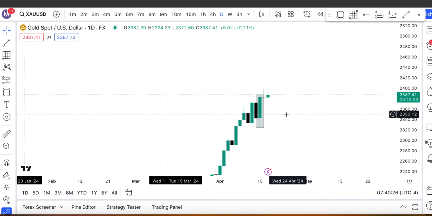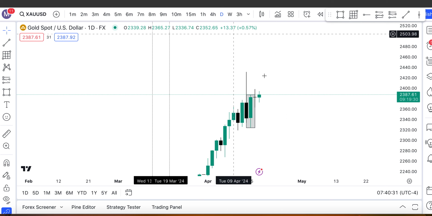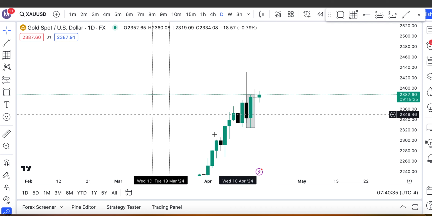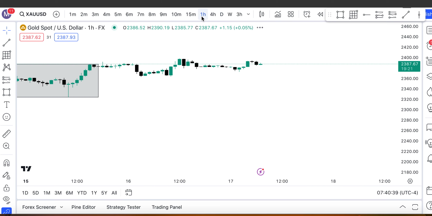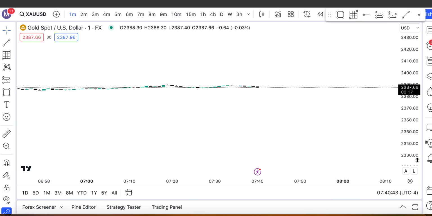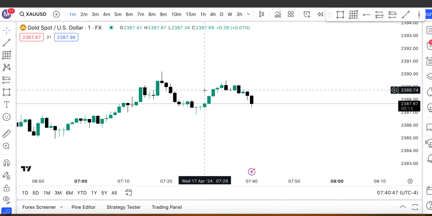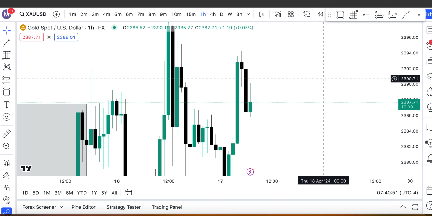So I just wanted to show you guys how time frames work. Each candle represents whatever time frame you're looking at. Daily candle, each candle takes a day to open and close. If you look at the hourly time frame, each candle takes an hour. If you look at the 1 minute, every candle takes a minute to open and close. Obviously, so let's do another example here.